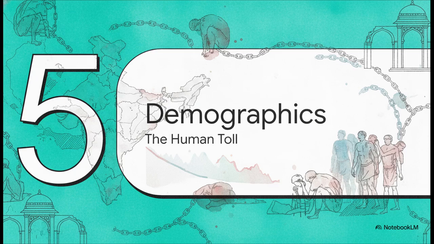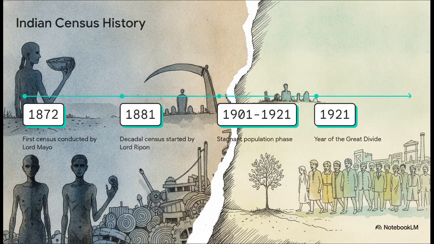Finally, Section 5, Demographic Condition: the Human Toll. If we look at the timeline of the Indian census, which began systematically in 1881, we see a fascinating and really tragic demographic story. From 1901 to 1921, the population was completely stagnant, ravaged by high death rates from famines and epidemics. But 1921 is known by demographers as the year of the Great Divide. After this point, the population started to grow steadily. Not necessarily because of sudden prosperity, though, but primarily because of a slight decline in the overall death rate.